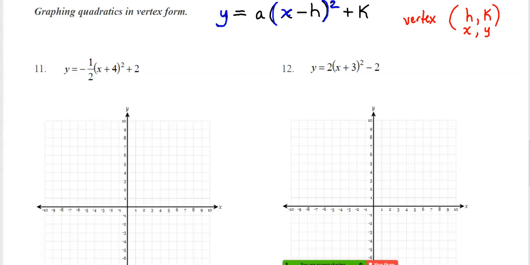Maybe we'll do number 12 over here. Looking at number 12, I see that this went down 2, and it went left 3. That gives me a really nice vertex to think about. Left 3, down 2 means that's where my vertex is going to start, right down here.